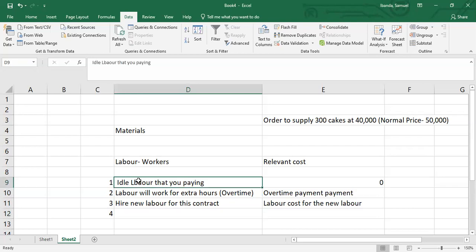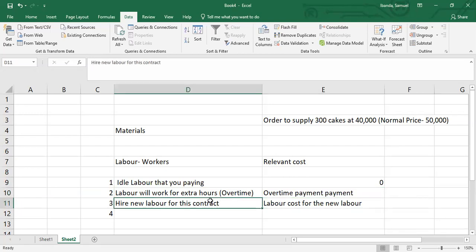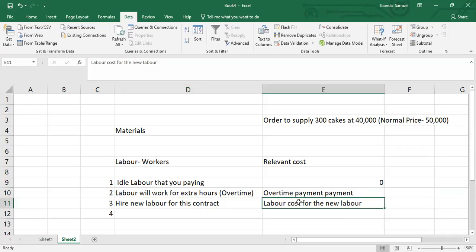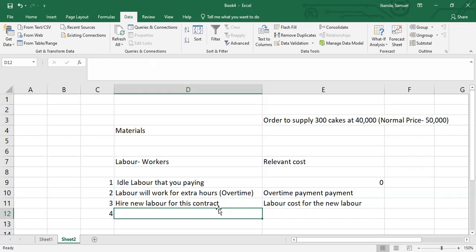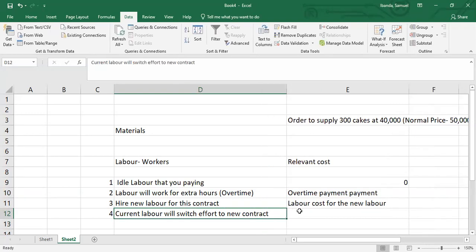So scenario one is where we have idle labor. Scenario two is where labor will work for extra hours, so it's the overtime payment that we shall look at as a relevant cost. Then we have the hiring of new labor, where the labor cost is relevant. Now, we have cases where current labor will switch effort to the new contract.